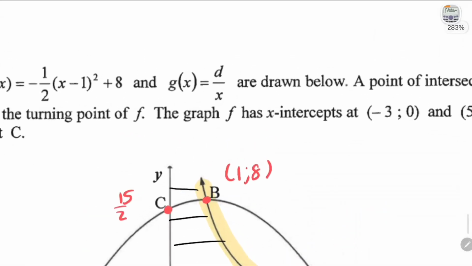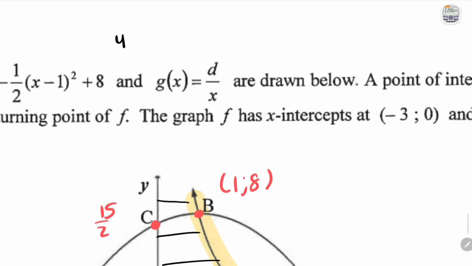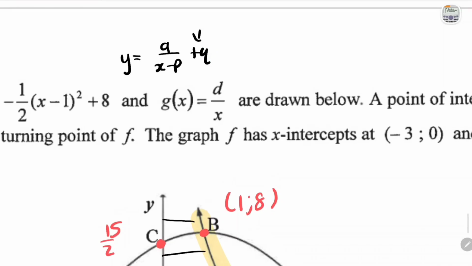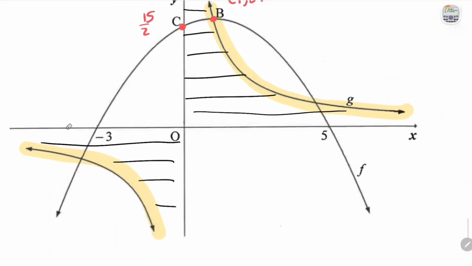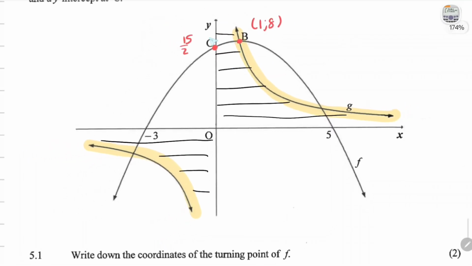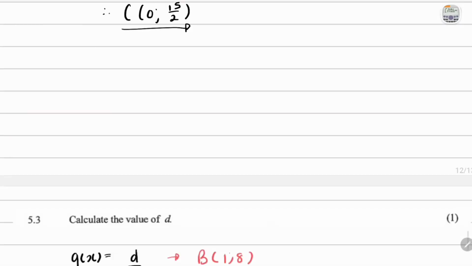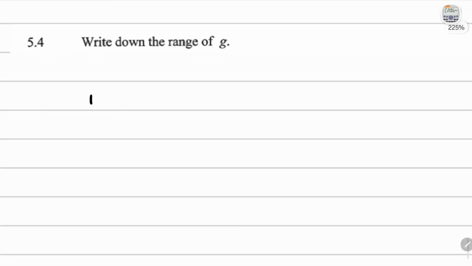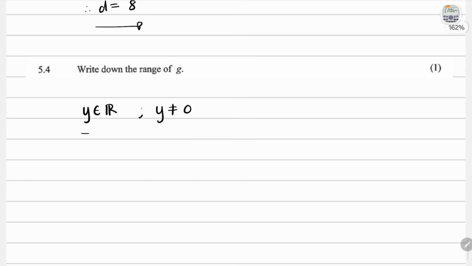And we can see that over here because it is in the form of a over x minus p plus q, but clearly p is 0 and q is also 0. So since q is equal to 0, the horizontal asymptote is at 0, and it's a horizontal line. So it starts with y equals. Okay, but we can see from this that it will have every y value except for the y value at 0. So it means that our range is y is an element of all real numbers, but y will not be equal to 0. And that is our answer.